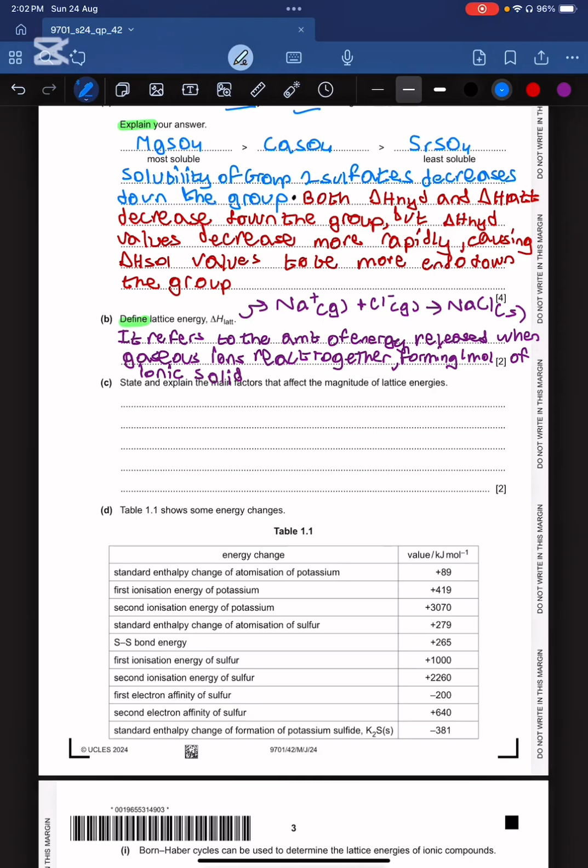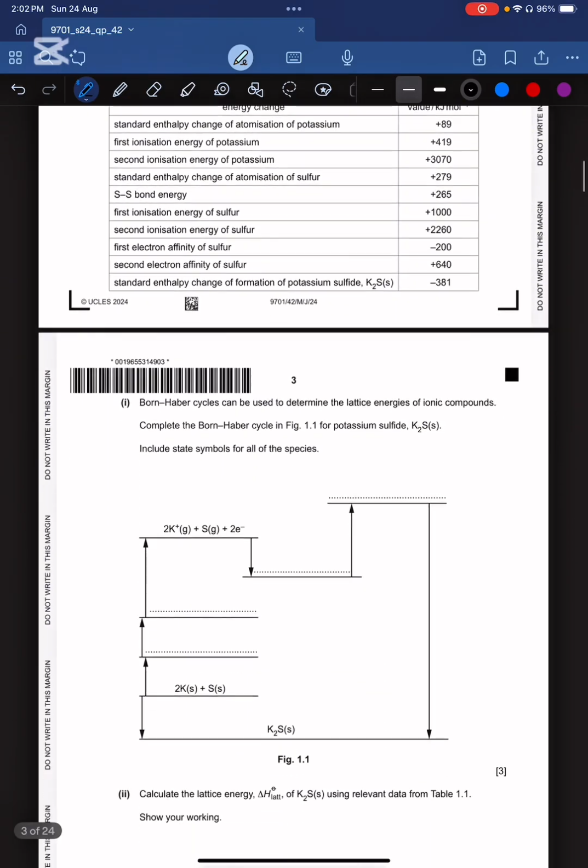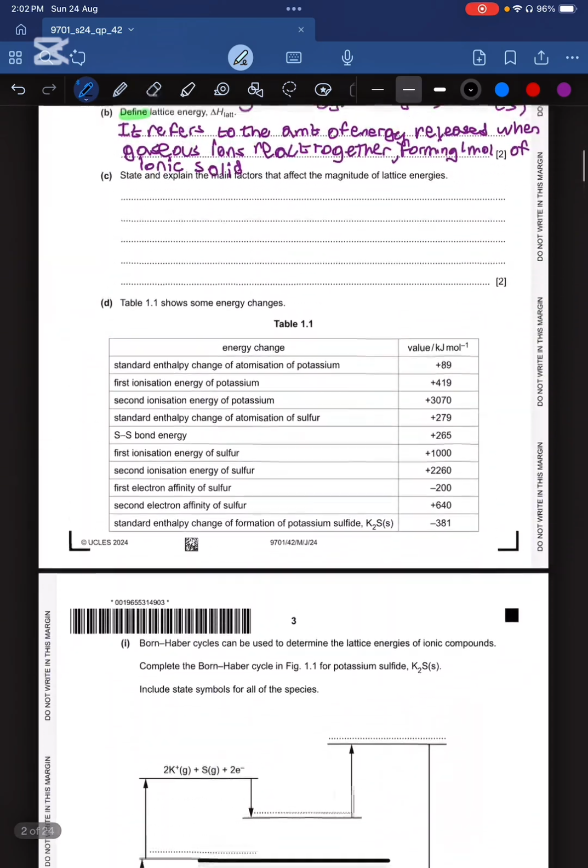The next question says to state and explain the main factors that affect the magnitude of lattice energies. Now you should know this by heart at this point. The two things. Simple. The first thing is the charge on the ion. Now, what do I mean by the charge on the ion? Let's try explaining it.